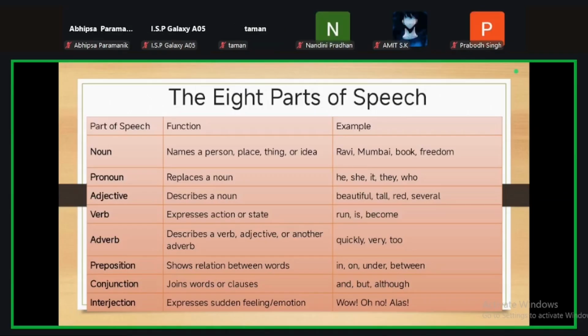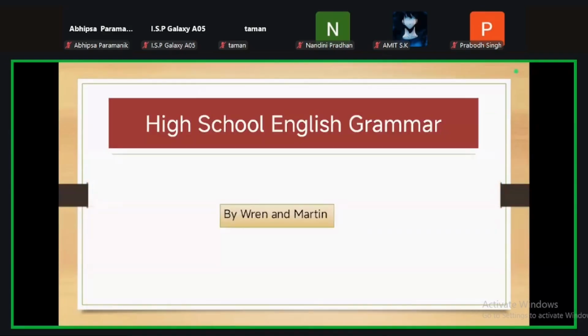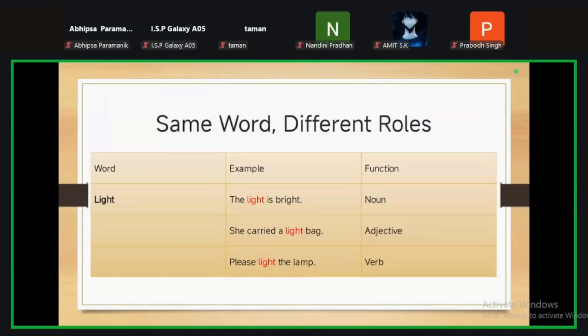Then you have conjunctions and interjections. Conjunctions join words or clauses, and interjections express sudden feeling or emotion. So these are the 8 parts of speech which we are going to be concerned with. Now I will share this PDF with you on screen so that we can quickly look at them.